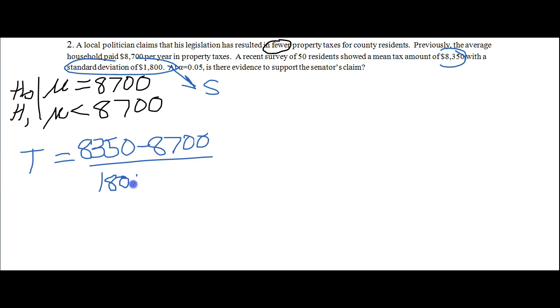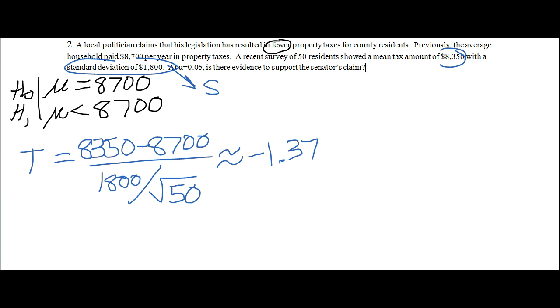So again, I'm going to take the sample mean, 8,350, minus the hypothesized population mean of 8,700, and again, I'm going to divide by 1,800 over the square root of 50. Okay, and let's figure out this t-score. So we have negative 1.37. Okay, we have negative 1.37.